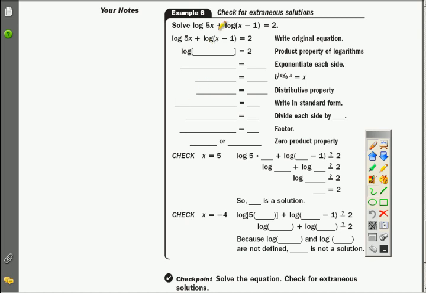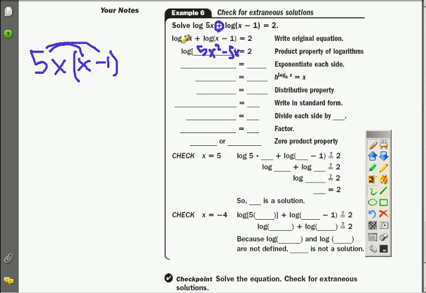When we look at this, you see this plus sign right here? When I have that plus sign, that means things are going to multiply. So 5x is going to be multiplied by x minus 1. So I'm going to simplify that over here. 5x times x minus 1. And I get a 5x squared minus 5x inside of there.